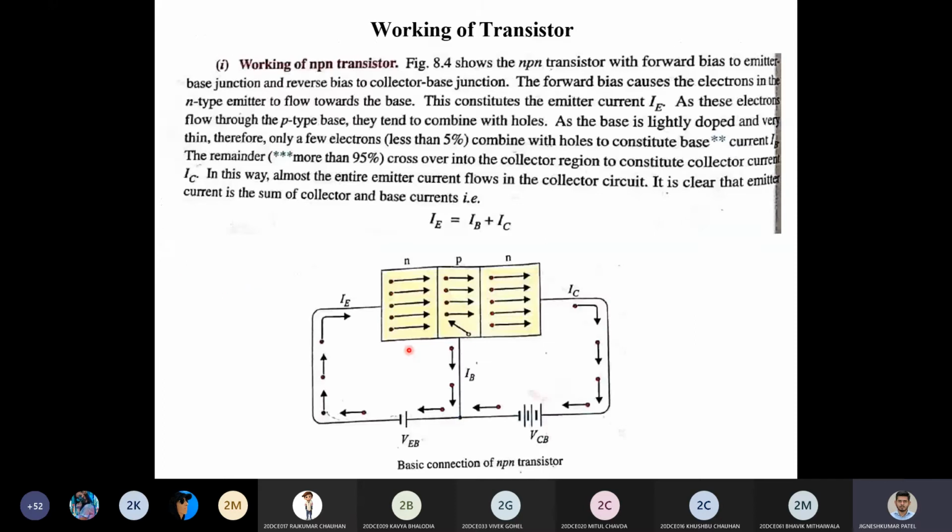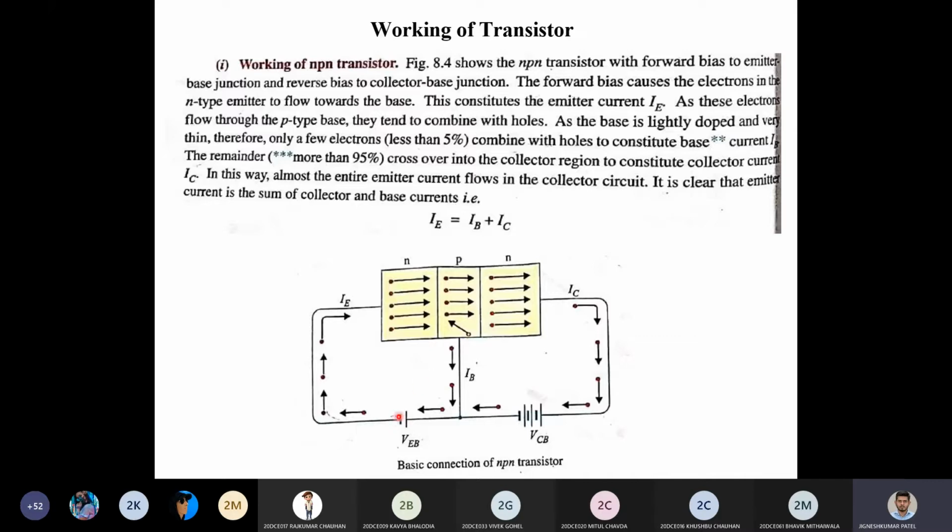Now how does it work? The working is the same, and we have already explained it. Your PN junction must be in forward bias, so we connect positive with P and negative with N. That means it is in forward bias, and at the same time your base collector junction should be in reverse bias. So this is a reverse bias. Now let us see how it works.